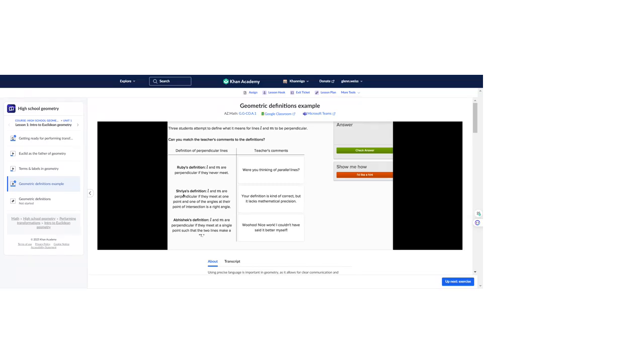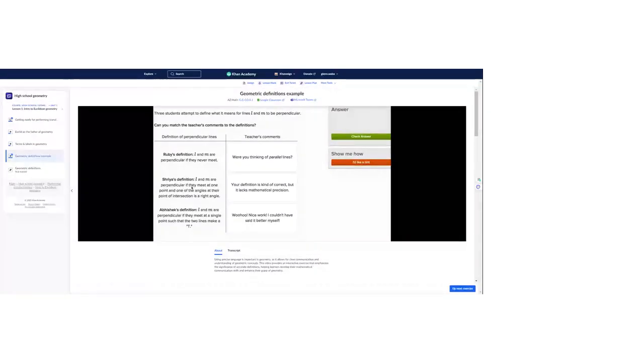I also get Shreya's definition. L and M are perpendicular if they meet at one point and one of the angles at their point of intersection is a right angle. Well, that seems spot on.